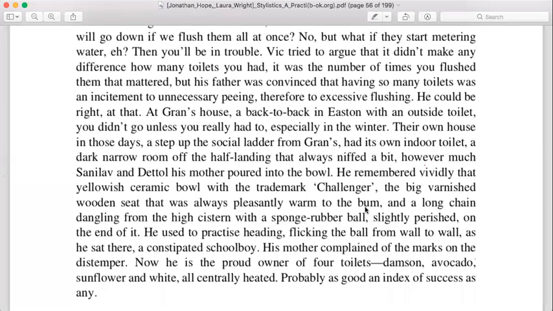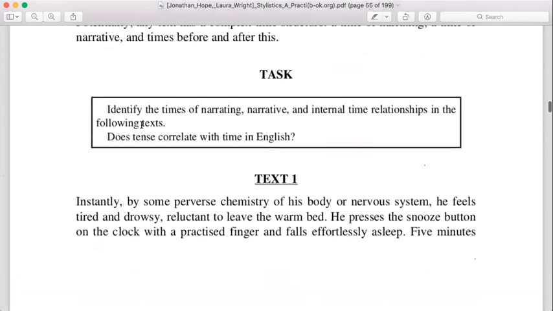Okay, yes. The answer is no, or not always. We cannot say not always because we are actually answering this question in the context of text 2. So as far as text 2 is concerned, there is no correlation between the tense and time in English. The time is the future time, but we rarely found any future tense in text 2. We could find the present tense, we could find the past tense, but not the future tense, whereas the time of narrative is the future.